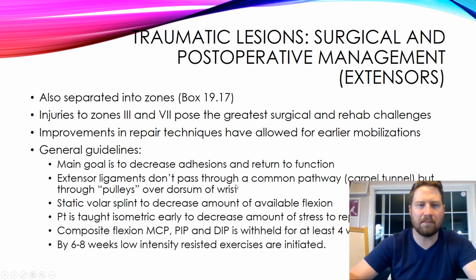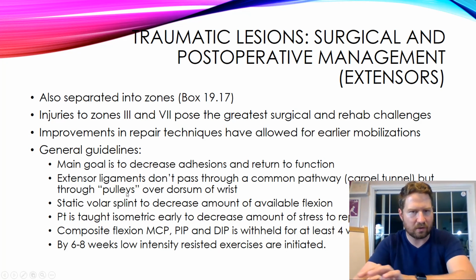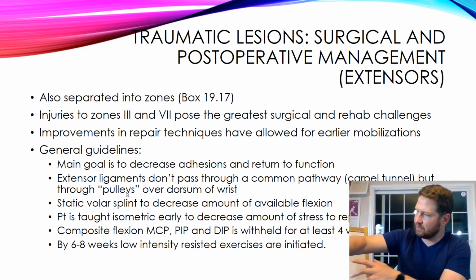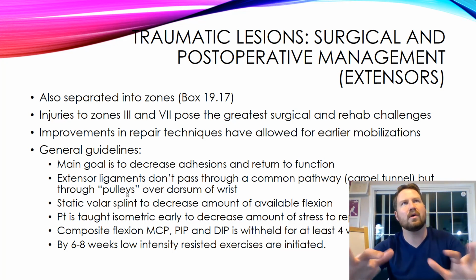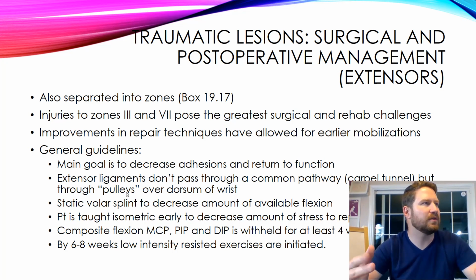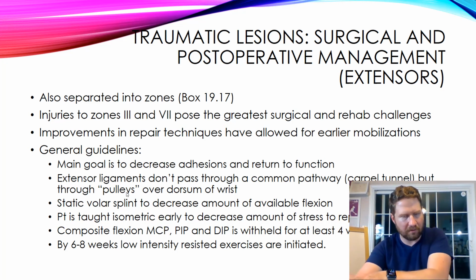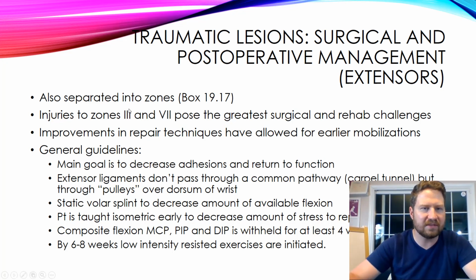The extensor tendons don't pass through a common pathway like the flexors do, but through different areas of pulleys that are across the dorsum of the wrist. Okay? Each one of those tendons, like your extensor digitorum, each one of those has a different, what's it called? Like a bursa. No. A synovial glide. A synovial pass that they glide through. Okay? And that's kind of why there's more zones, because there's more pulleys. There's not one carpal tunnel like your flexors have.